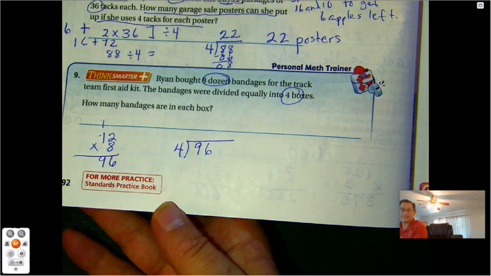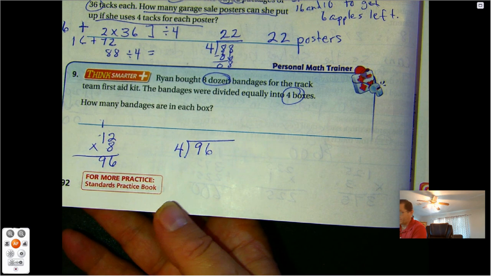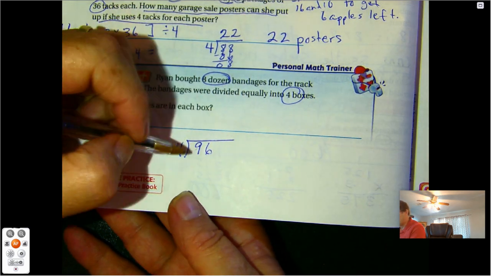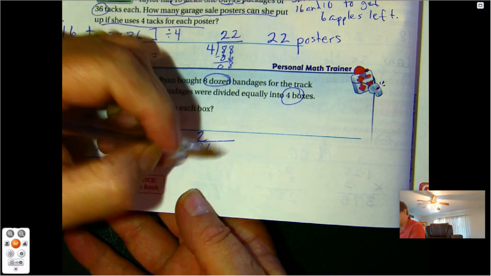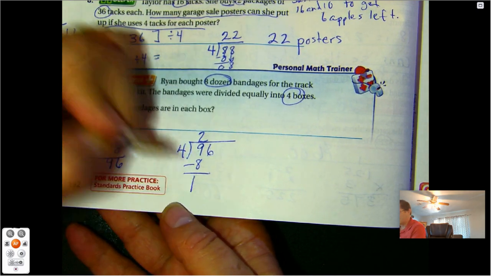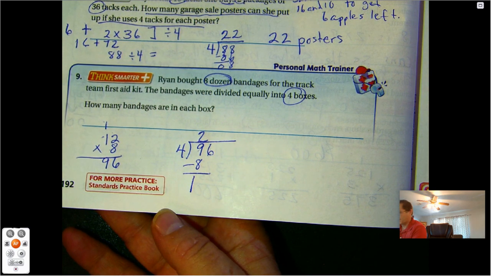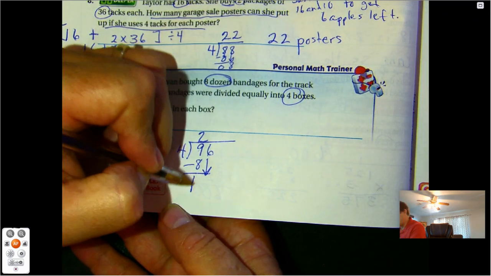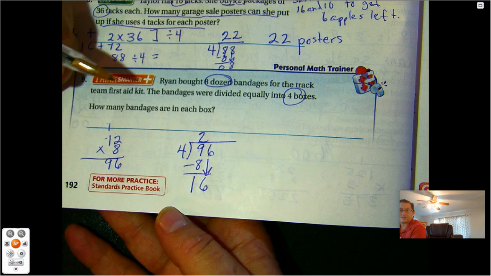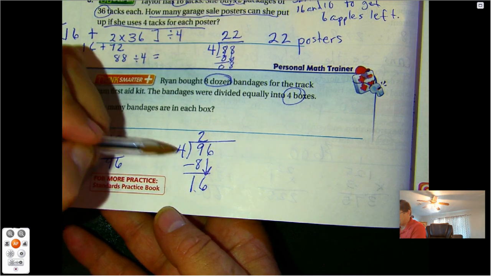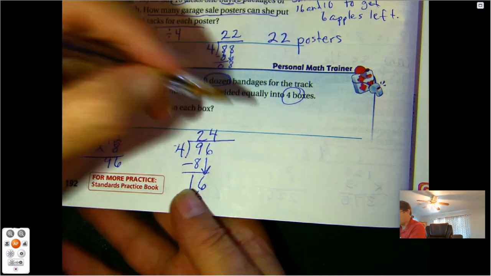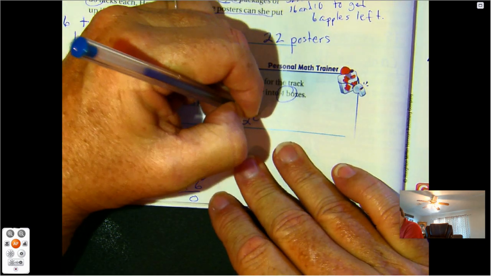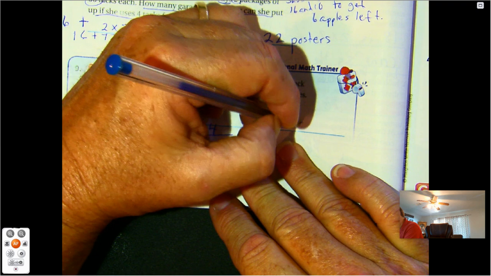I can share 9 tens with 4 groups twice, leaving me 1 ten left. I'm going to trade that for 10 ones plus the 6 I already had. And 16 divided by 4 is 4, because 4 times 4 is 16. So 24 bandages in each box.